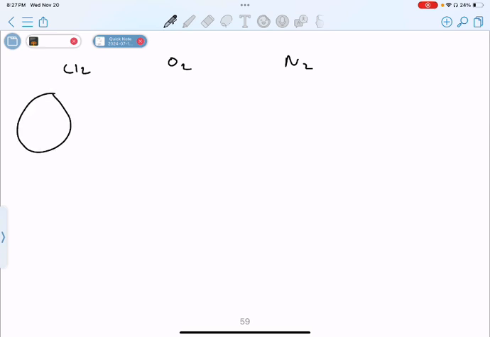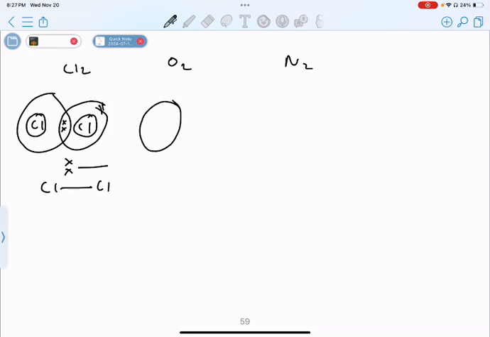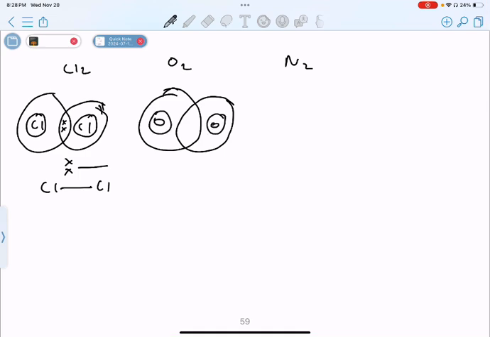Cl2 is basically Cl, Cl. You can draw the positive nuclei if you want, and then it shares one pair of electrons. So this will just be Cl, Cl. Remember, two electrons is just one bond. O2, on the other hand, is a bit different. It's going to be O, O, and they share two pairs of electrons.